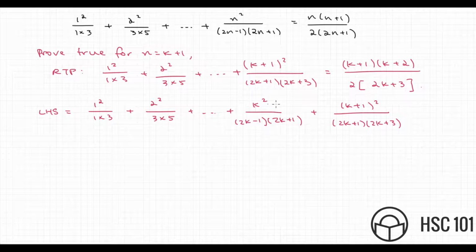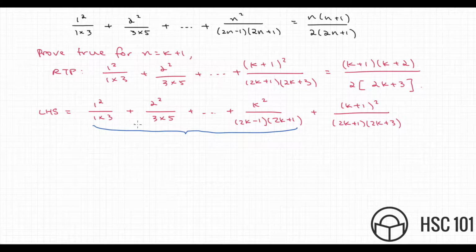Now, the reason that I chose to consider the second last term here is because 1 squared over 1 times 3, plus 2 squared over 3 times 5, plus dot dot dot, all the way to k squared over (2k minus 1) times (2k plus 1), this whole part here is essentially just our assumption. And we said that this summation is equal to k times (k plus 1) over 2 brackets (2k plus 1).